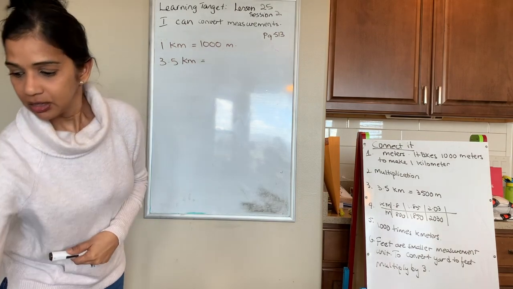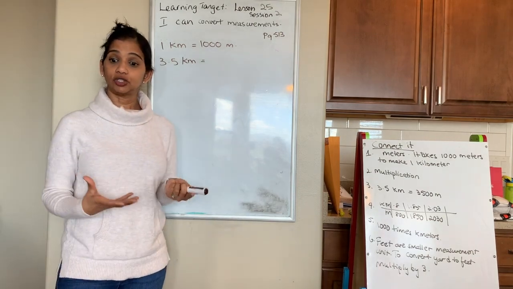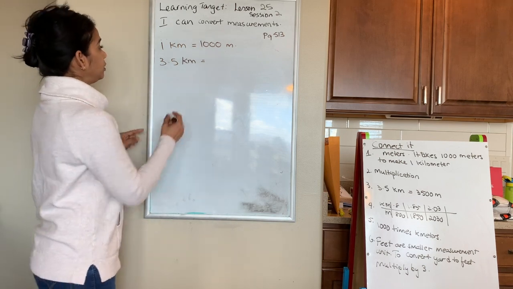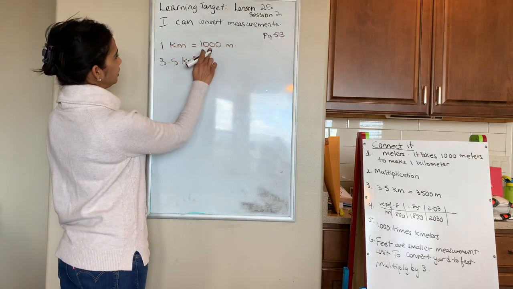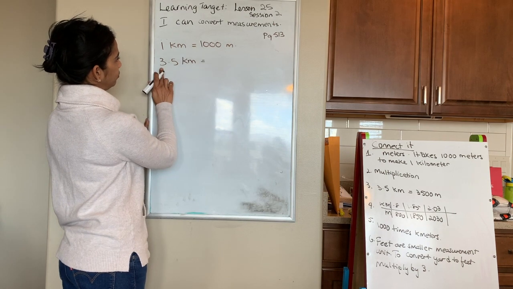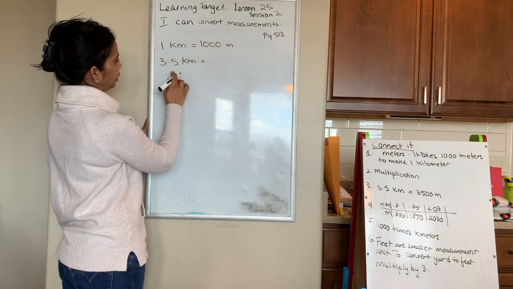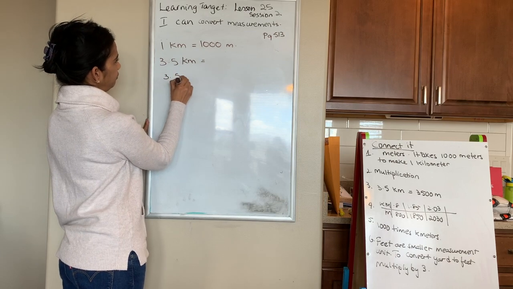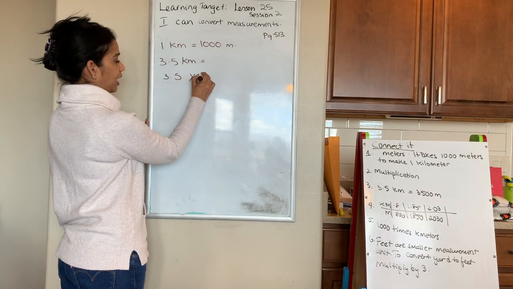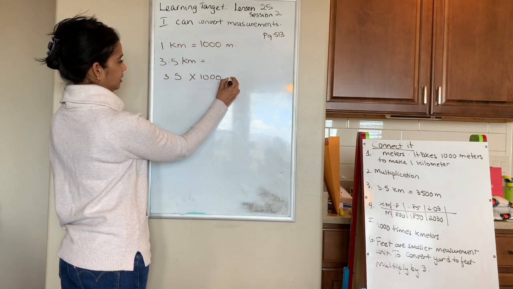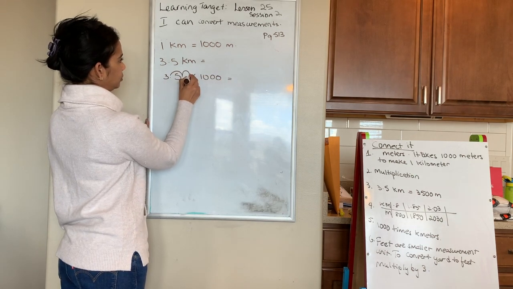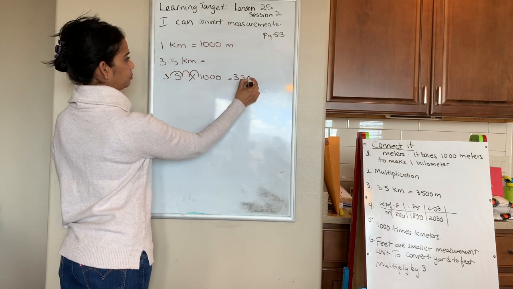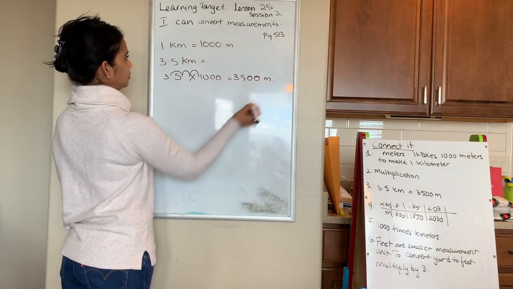Okay, now I want us all to try to work that in our minds, and I'm going to do the same. I'm thinking 1 kilometer is 1,000 meters. So for me to find how much 3.5 kilometers is, I am going to have to do 3.5 multiplied by 1,000. And that's 1, 2, 3. So I have 2 humps there, I'm going to put 2 zeros in.